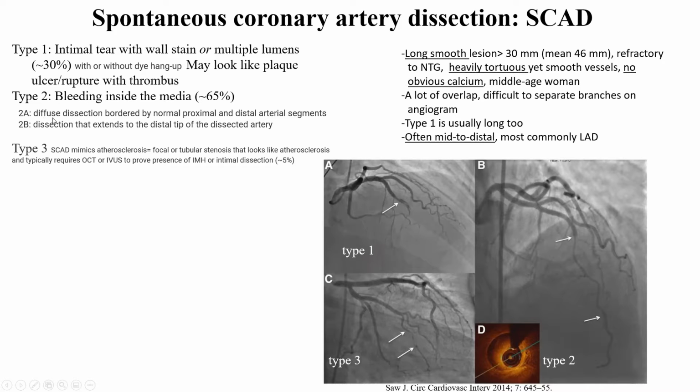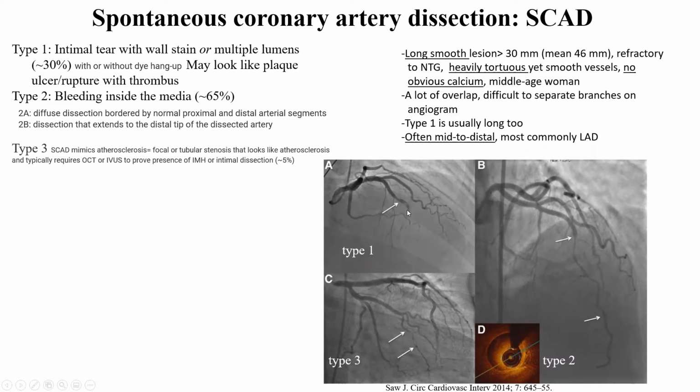Now, type 2 can be even more difficult to diagnose because in type 2, there is no intimal tear or intimal split. There is no double lumen or dye hang-up. Type 2 is a bleeding inside the media. It's intramural hematoma. It's that outside-in theory where the intima is intact. The process is all in the media. And it's thought that even in type 1, the process may start in the media and that hematoma ruptures into the intima and gives you that double lumen appearance.